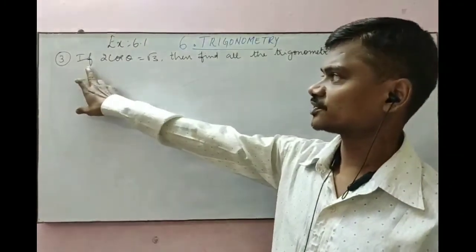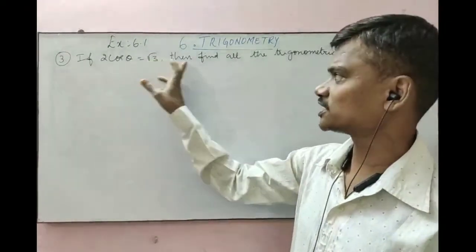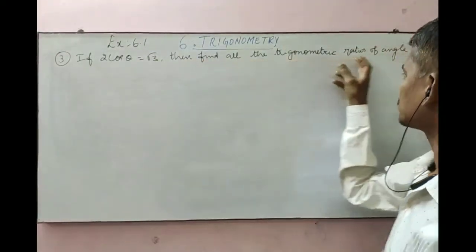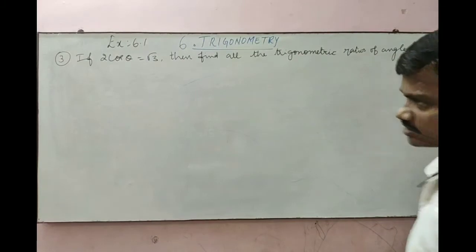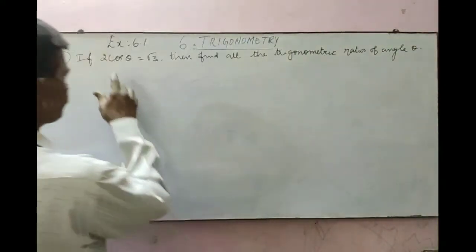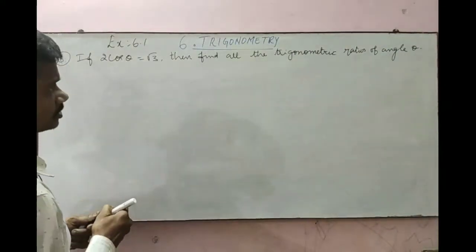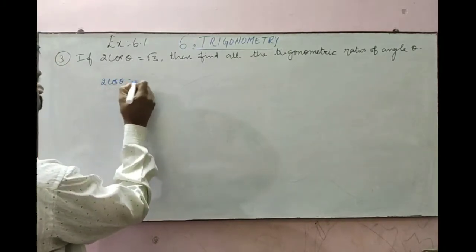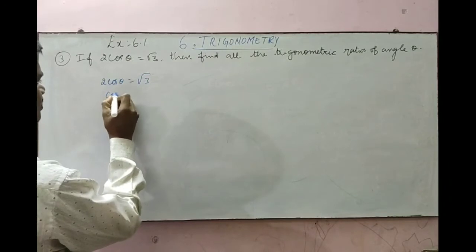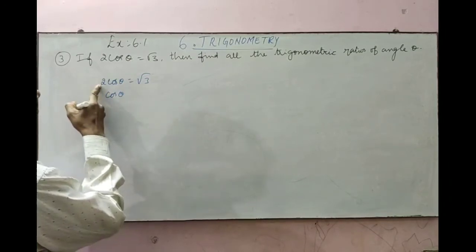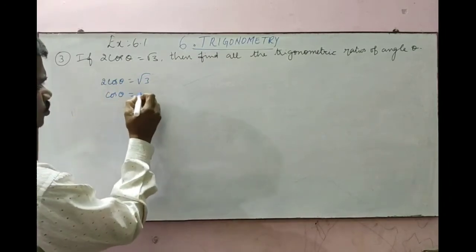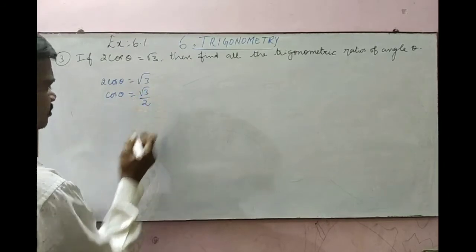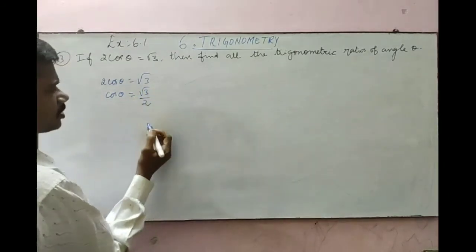Next, in the third sum, if 2 cos theta equal to root 3, then find all the trigonometric ratios of angle theta. Here they give the value of 2 cos theta equal to root 3. We have to start the sum from here. So 2 cos theta equal to root 3 means you can divide by 2. Here the 2 is in multiplication. When it moves to the right side, it becomes division. So cos theta is equal to root 3 by 2.